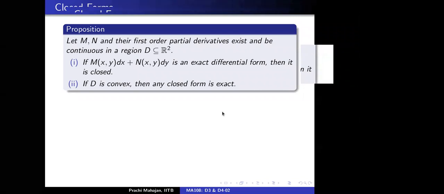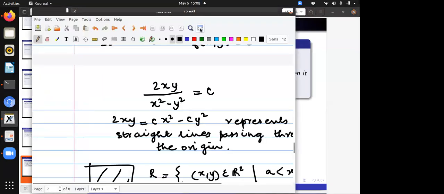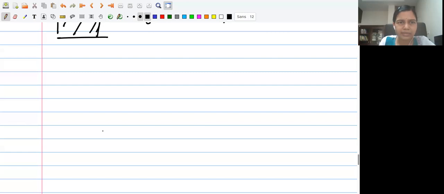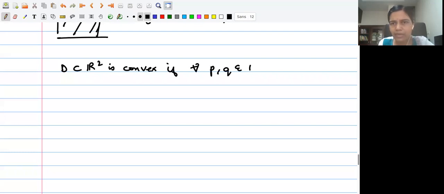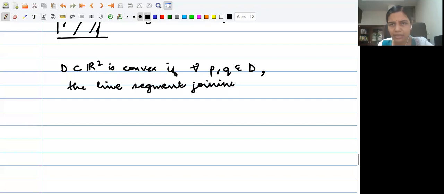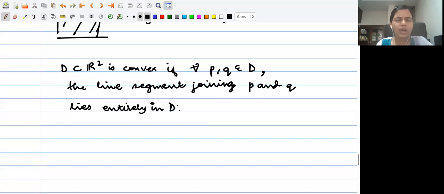So convex means, I'll just write it down. D, a subset of R2, is convex, meaning it's geometrically convex, if for every pair of points P and Q in D, the line segment joining P and Q lies entirely in D. Is this not the definition of a convex set that you are familiar with?